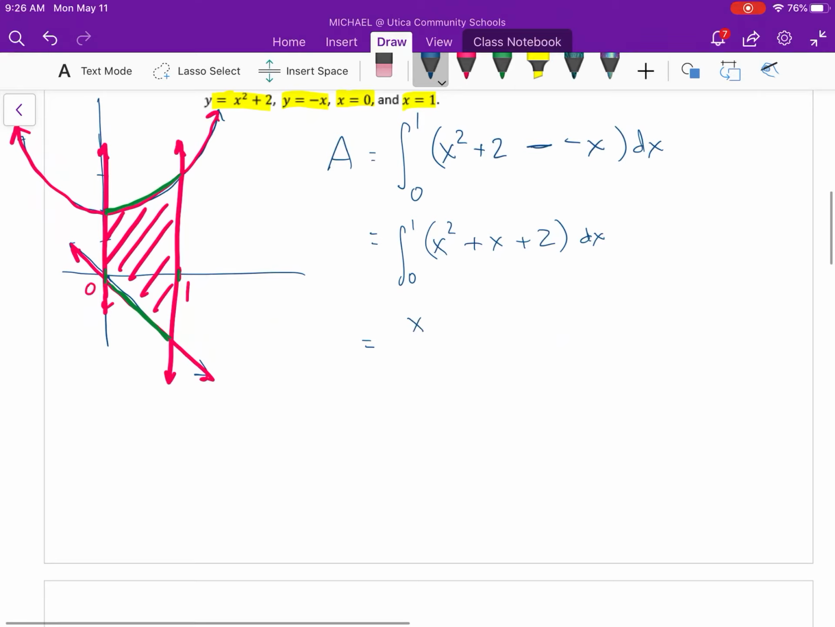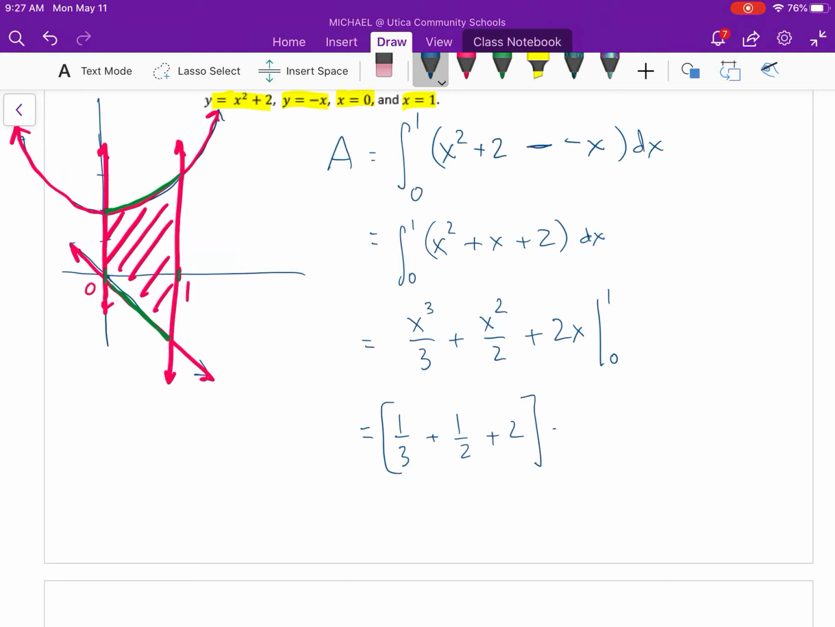Now I'm just going to take the integral. The integral of x squared is x to the third over 3. The integral of x is x squared over 2. The integral of 2 is 2x. I'm going to evaluate that at 1 and at 0. Let's evaluate at 1 first. I get 1/3 plus 1/2 plus 2. And I subtract when I evaluate at 0. Well, that is 0 plus 0 plus 0.